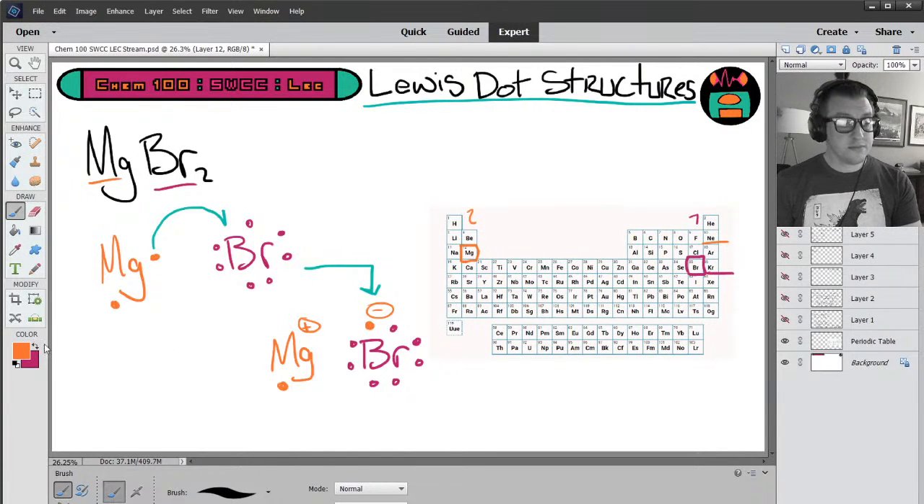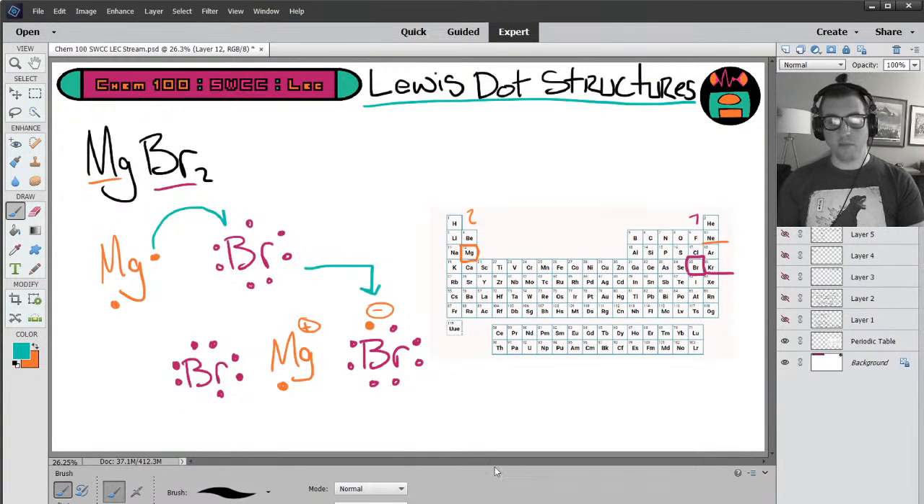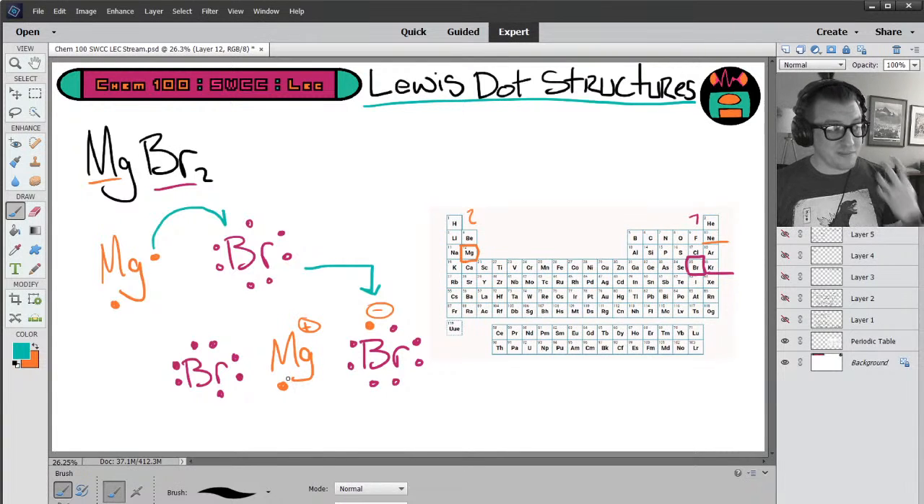So what does magnesium do? Well, it still has an electron to give away. So it needs to find a second bromine atom. All right, a second atom of bromine, because magnesium's going, I've got one more electron away, I'm dying to get rid of this thing, and this bromine does not yet have its octet rule satisfied. So this bromine goes, yes, please, and thank you, I'll take your electron.